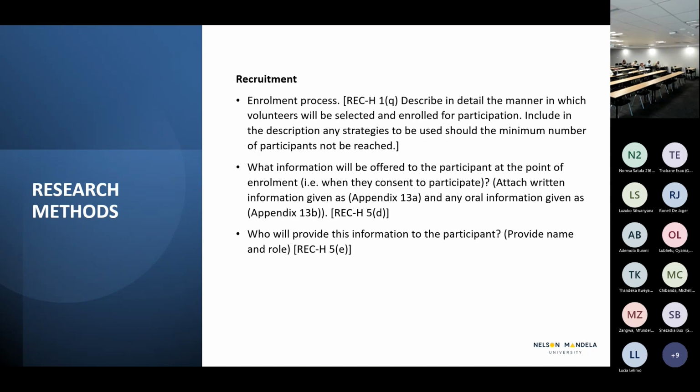Of course, there's the recruitment and the enrollment aspect, which are two different things. There might be a little bit of an overlap, or there's less of a time gap between the two, but it varies from study to study. I'm not going to go through it because of the time, but you're going to have to cover the recruitment aspect.